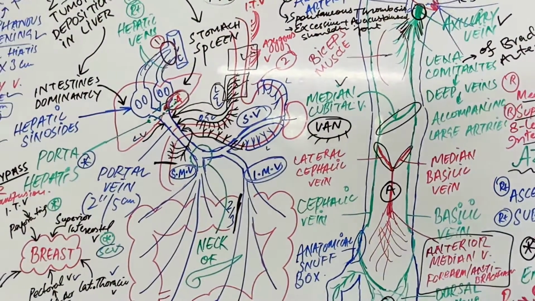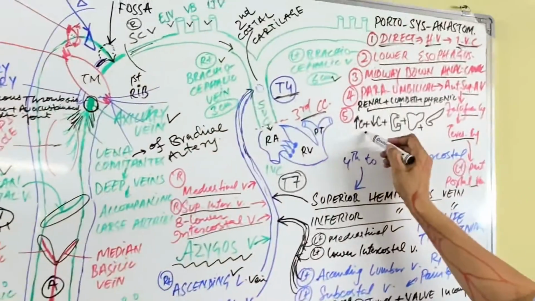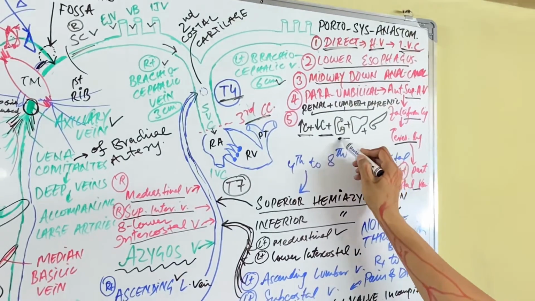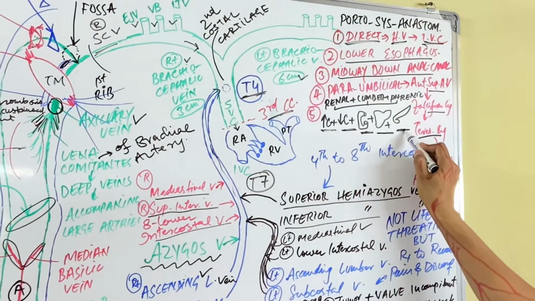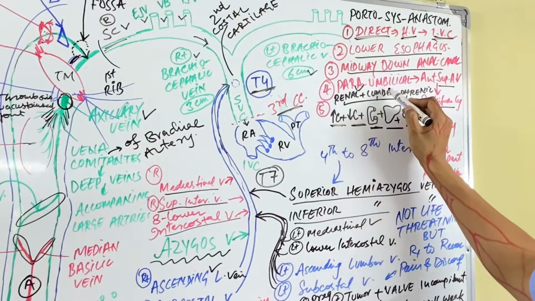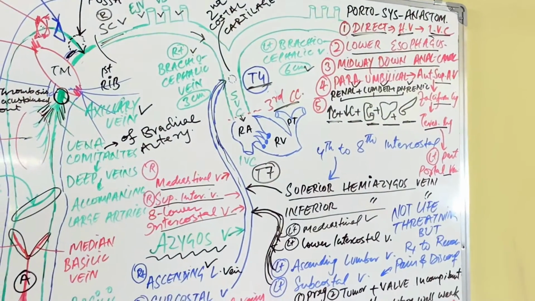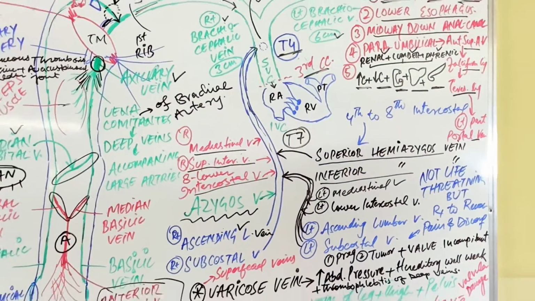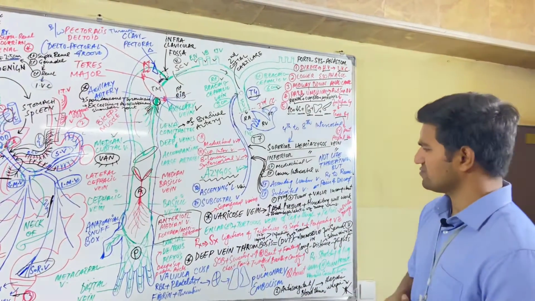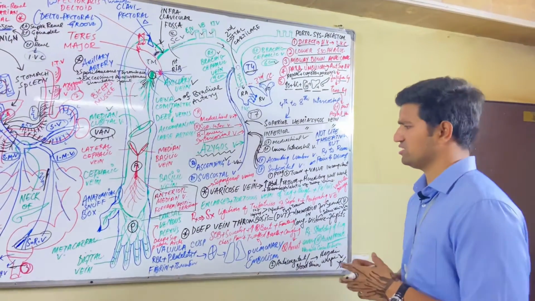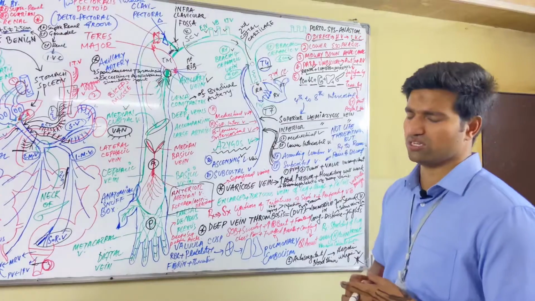And then last but not least, there is an anastomosis between the ascending colon, descending colon, duodenum, liver and pancreas with the renal, lumbar and phrenic veins. This is the fifth and last porto-systemic anastomosis. Okay, then we have two other features called varicose vein and vein thrombosis, or DVT.